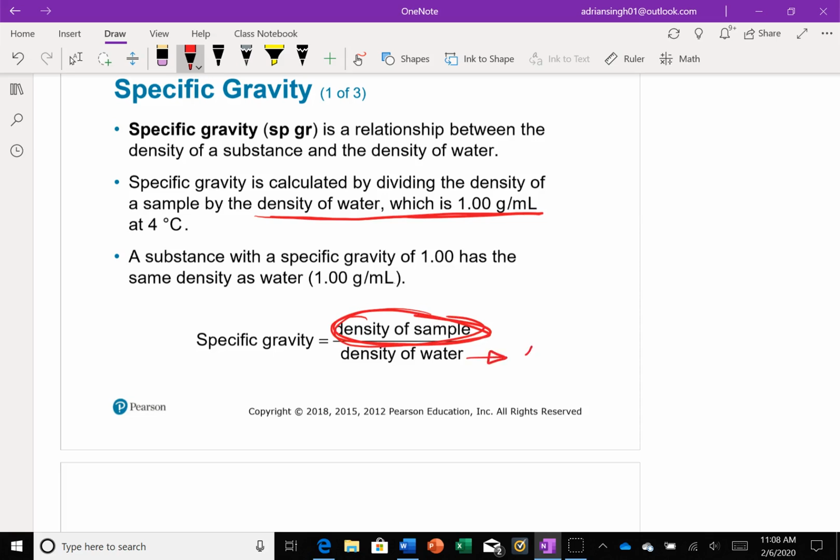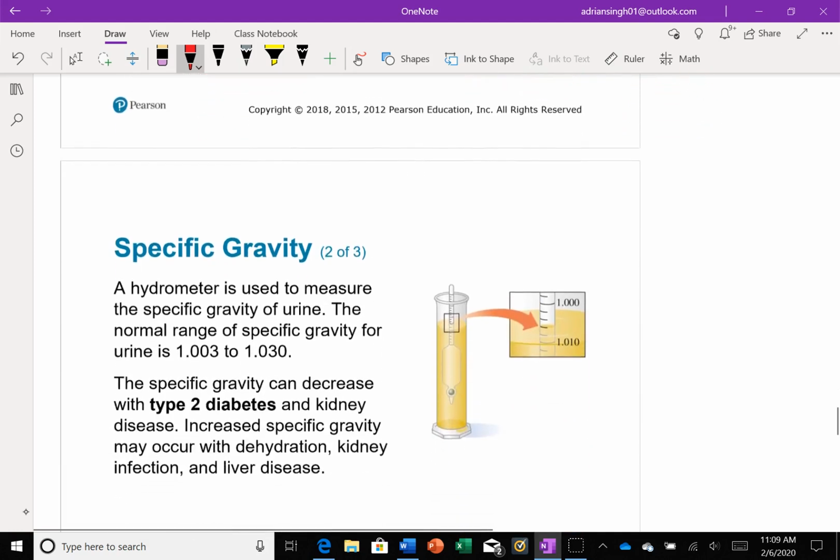This here, the density of water is 1 gram per mil. And the density of the sample can be whatever. Let's say it's 5 grams per mil. Well, then your units are going to cancel out, and you just end up with 5. Right, so the specific gravity doesn't have any units because you're comparing it to the density of water, so the units cancel out, and it's the same value, except now without units. So it's a relationship or a comparison to water.